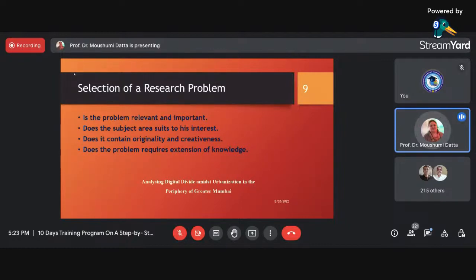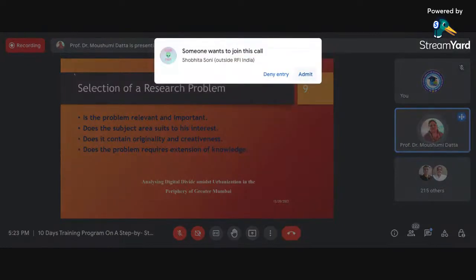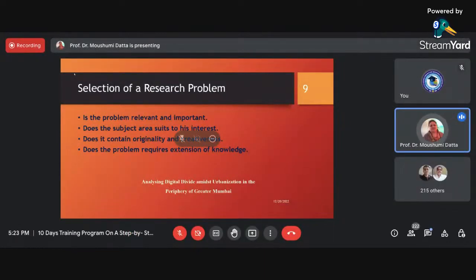So let me solve a problem. Let me formulate a title so that I can study on that. How will I formulate a title? Analyzing digital divide amidst urbanization. Amidst urbanization means in urban areas and in rural areas. In the periphery of Greater Mumbai. Greater Mumbai, surrounding Greater Mumbai.